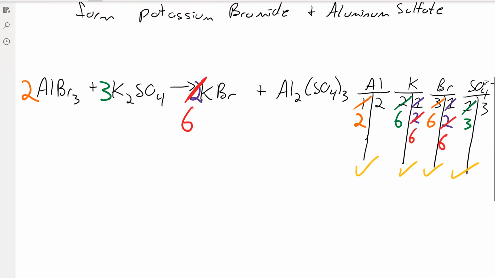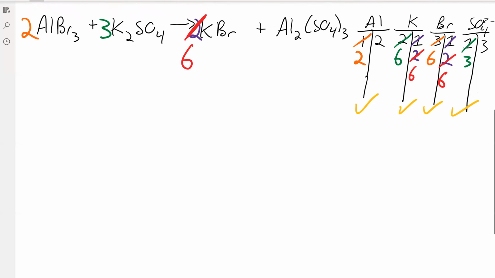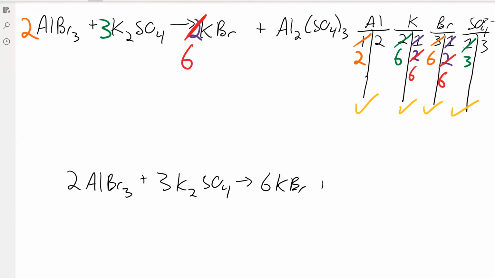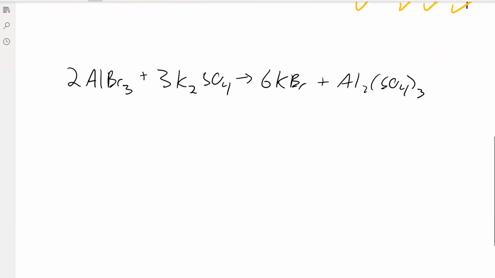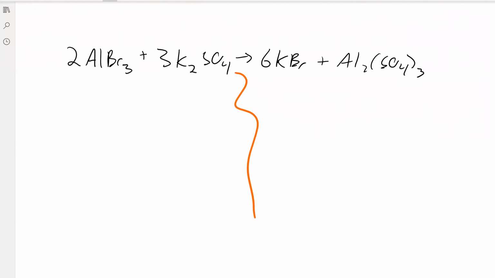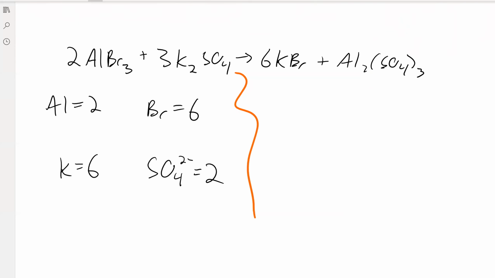Of course, now I should rewrite and double check this. So let's see, I have 2 AlBr3 plus 3 K2SO4 going to 6 KBr plus an Al2(SO4)3. And then I'll see what I have on the left side and on the right side. For aluminum, I have 2 of them. For bromine, I have 6, right? 2 times 3 is 6. For potassium, I have 6 as well. 3 times 2 is 6. And then for sulfate, I've got 2 of them.